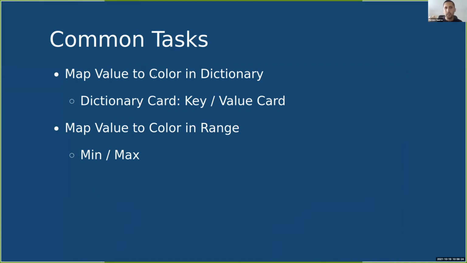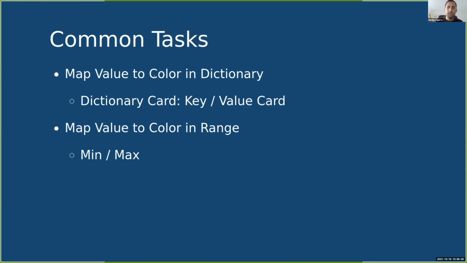that are used a lot. The two main ones are, I have a column with names of categories, countries, cities, whatever, and I want to map them to a color. And I want to look up that color in a dictionary card that we provide. It's a way to look up from key to value for different types.